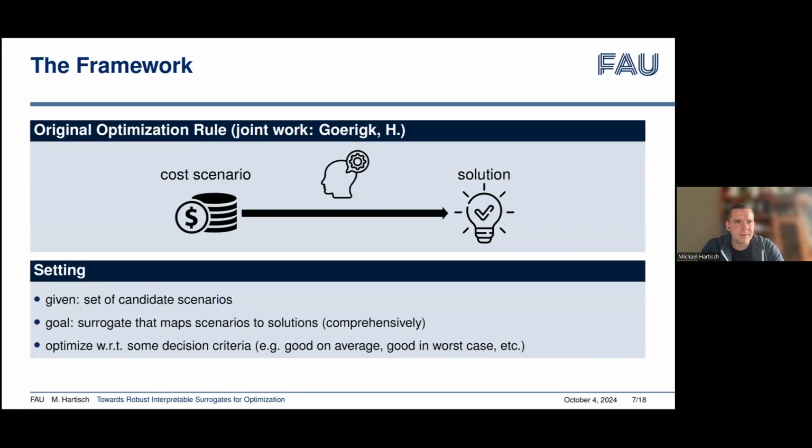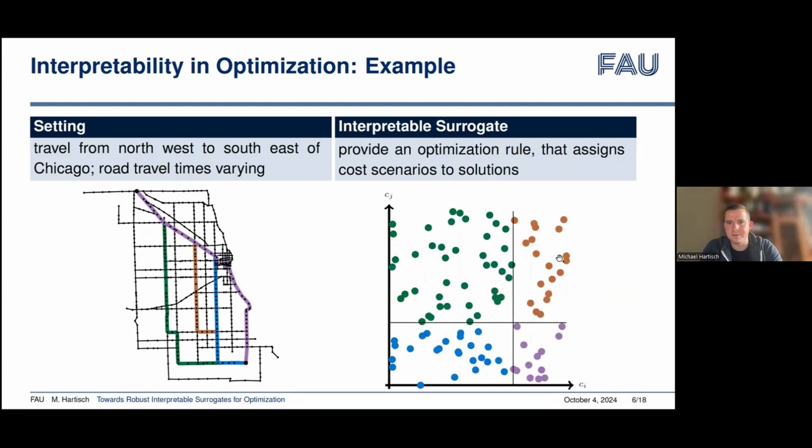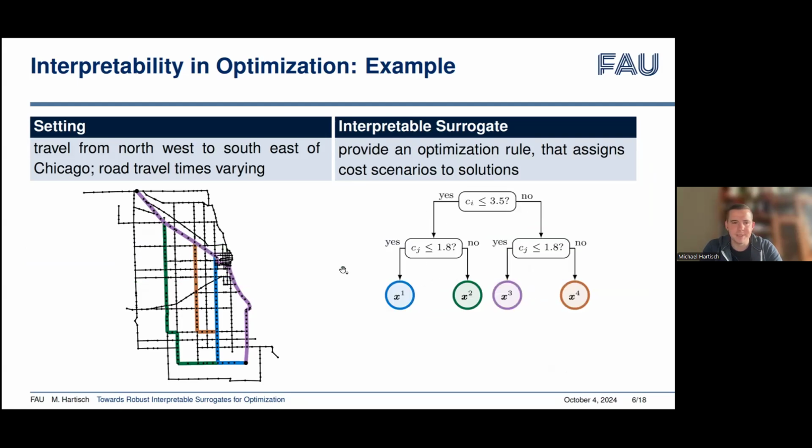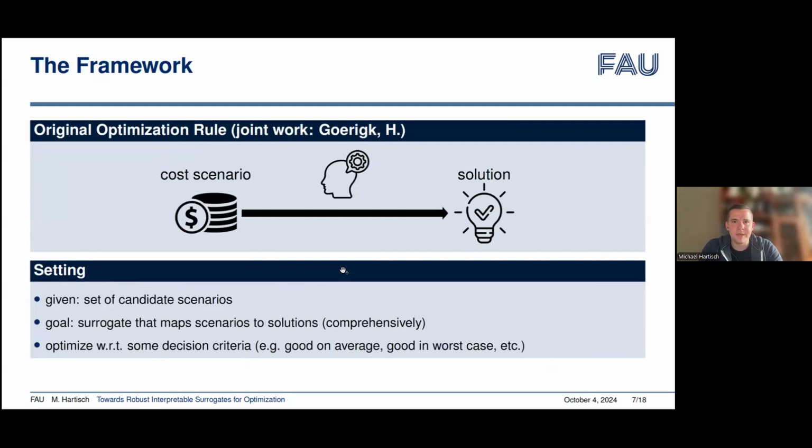So this original framework for finding interpretable surrogates tries to find this mapping that maps cost scenarios to solutions. It does it by taking a set of candidate scenarios, which you can think of as the set of points here. The goal is to find this surrogate, this decision tree, that maps the scenarios to the solutions with respect to some decision criteria. So this surrogate should be optimal with respect to the average case, for example. Okay, and this is actually the case that we will consider here as well.